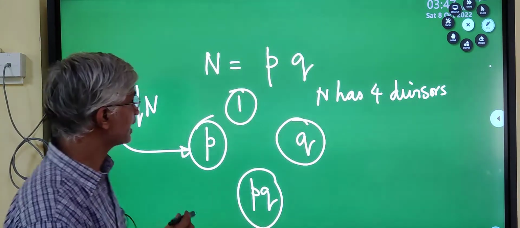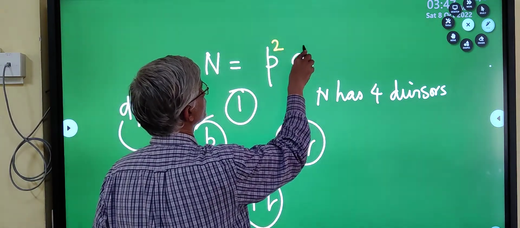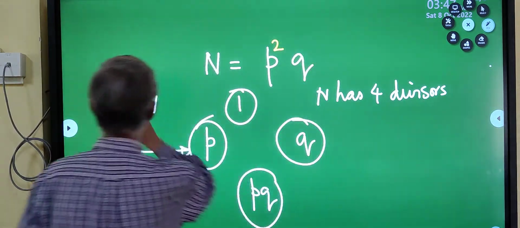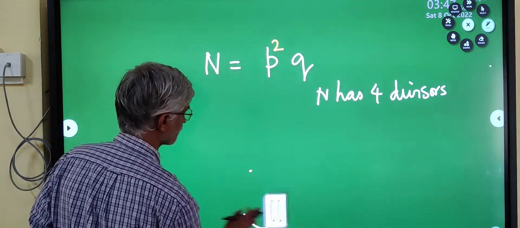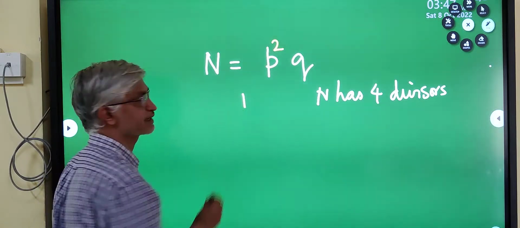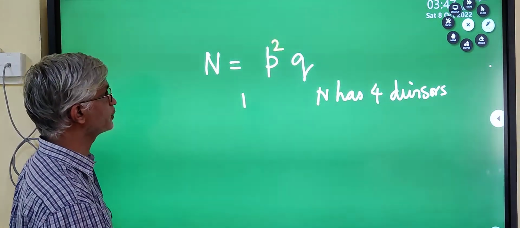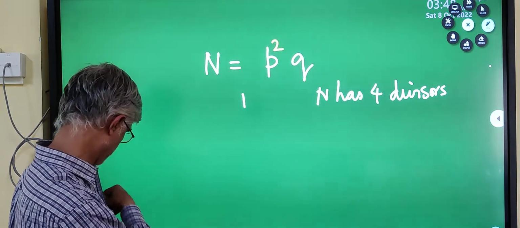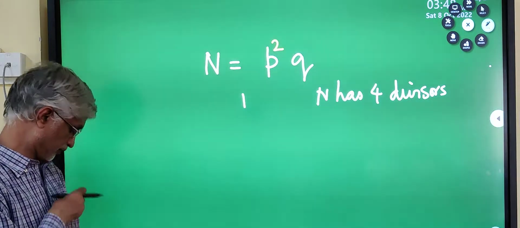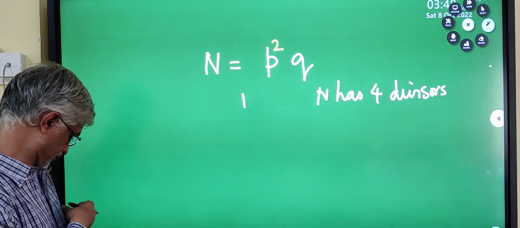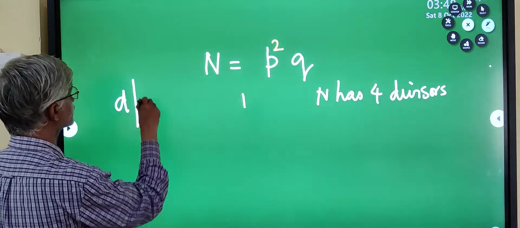Okay, the slight extension to this problem is what happens if n is p square q. So how do we argue now? You can have 1 of course as a divisor of p squared q, but how about also other possibilities for d being a divisor of n?